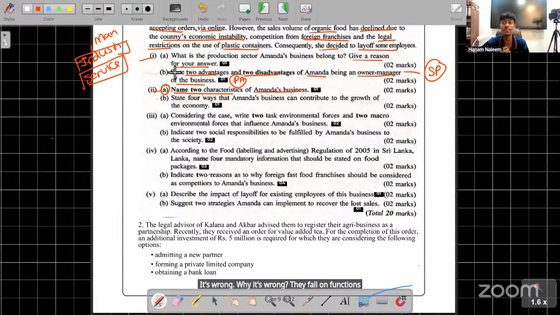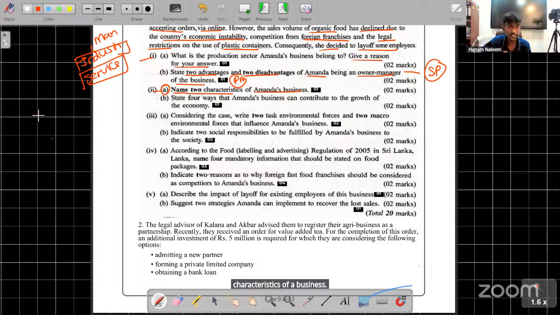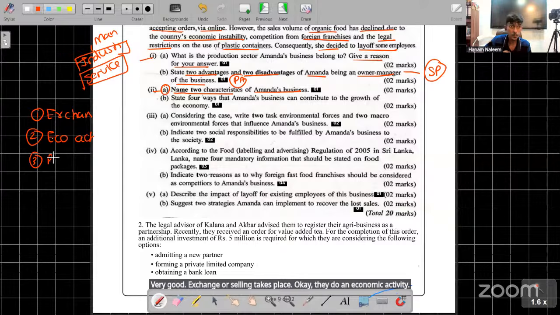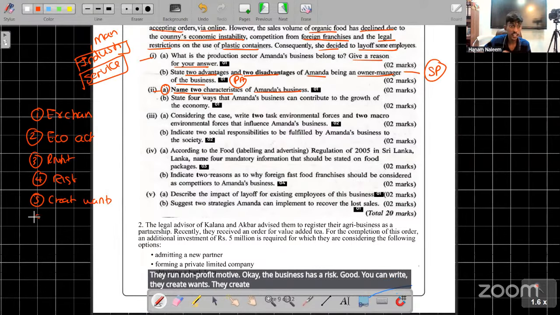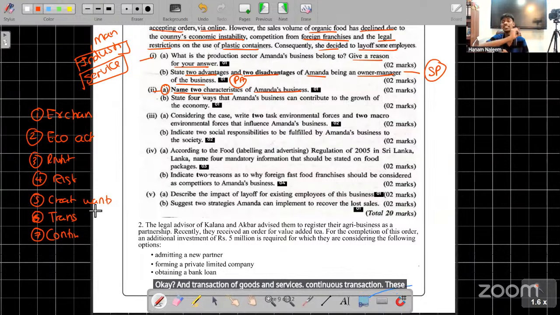That's the first question we did in part two. Characteristics means what should you write? What are the characteristics of a business? Very good. Exchange or selling takes place. They do an economic activity. They run on profit motive. The business has a risk. Good. You can write they create wants, and transaction of goods and services, continuous transaction. These are the characteristics of a business.